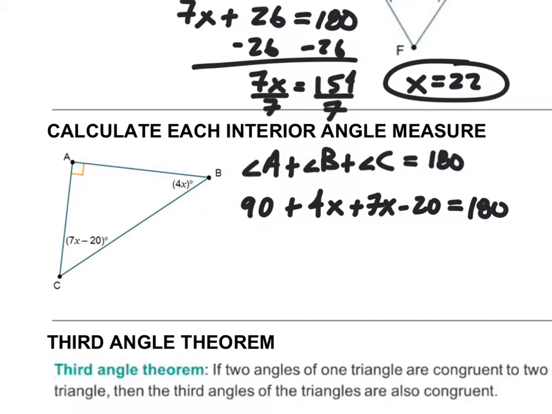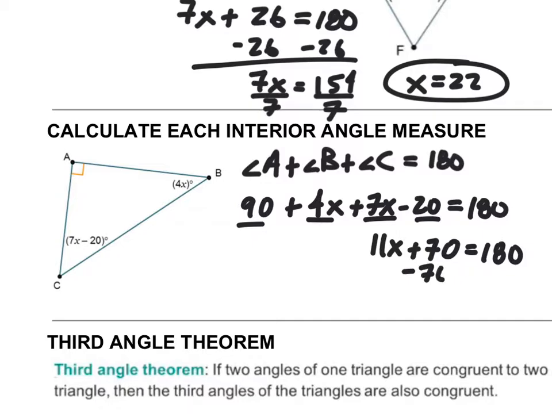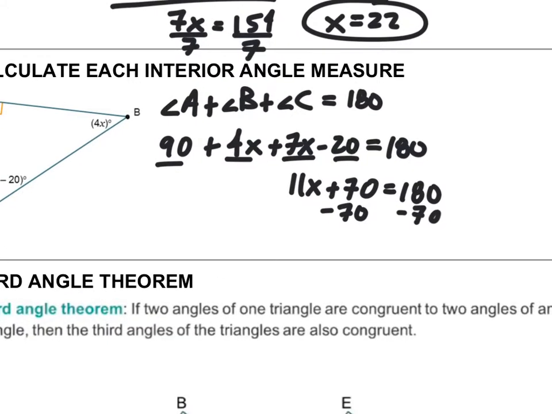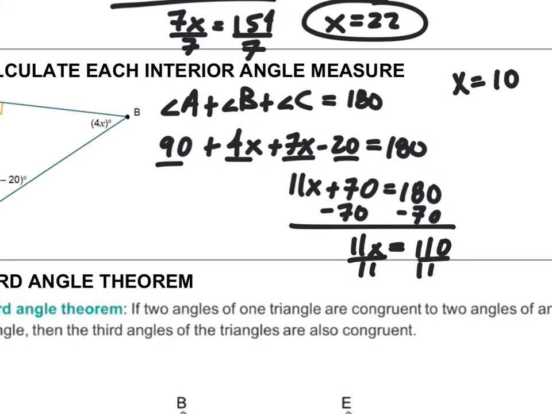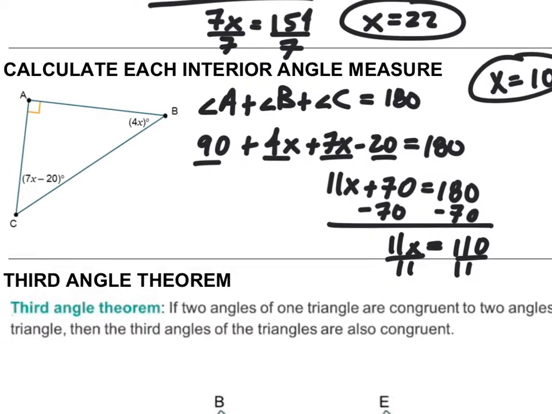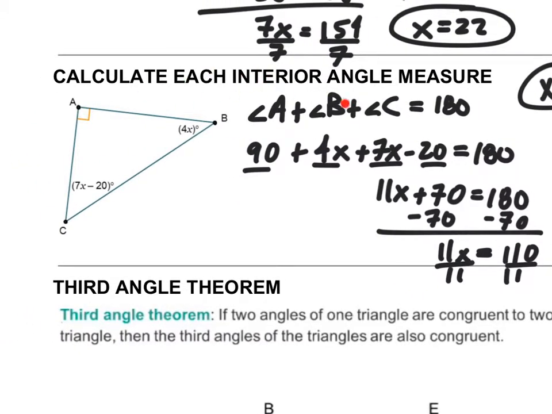So if I take 7x and 4x and add them together, that's going to give me 11x. Then I can take 90 and add negative 20, and that's going to give me positive 70. Add those up, that's going to give me 180. If I subtract 70 from both sides, that gives me 11x is equal to 110. If I divide both sides by 11, I get that x is equal to 10. So the value for x is 10, but it doesn't want just the value for x. It wants me to calculate each interior angle measure.